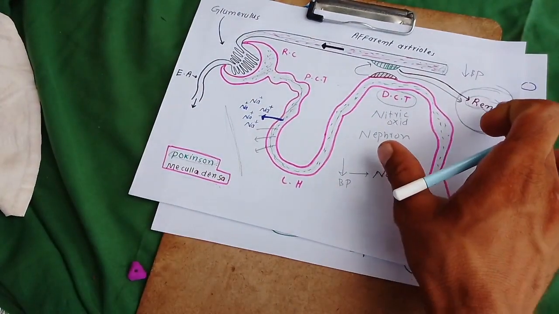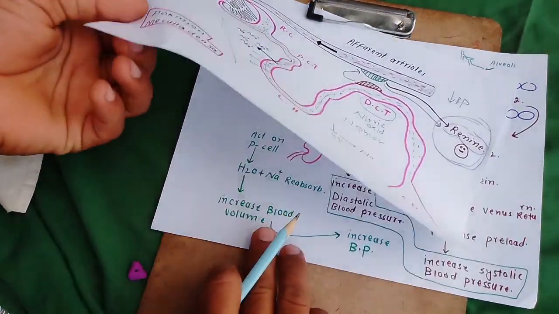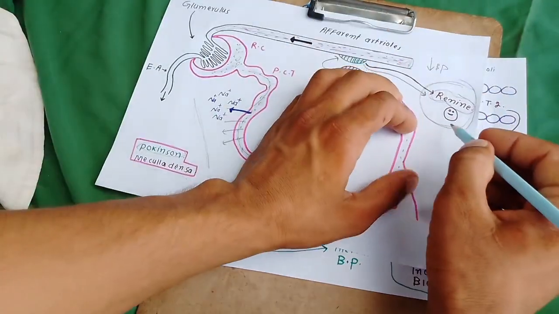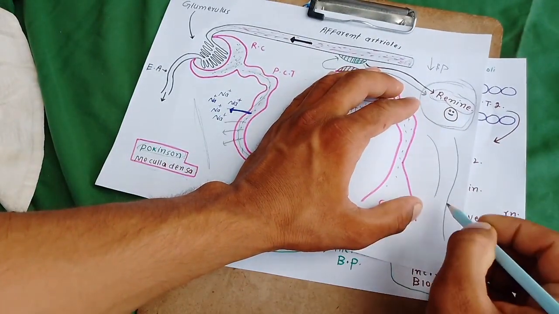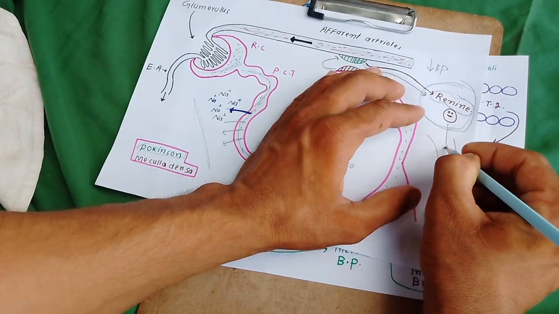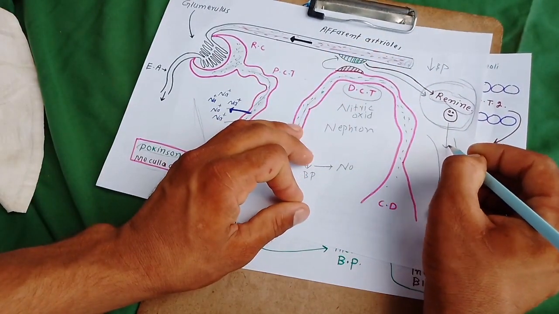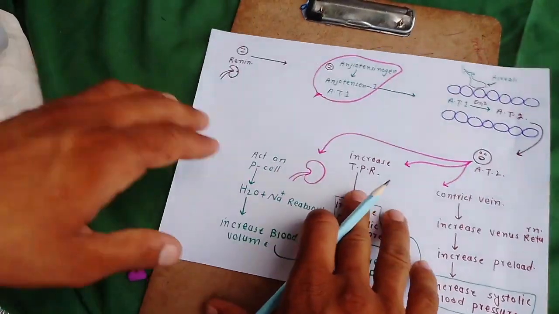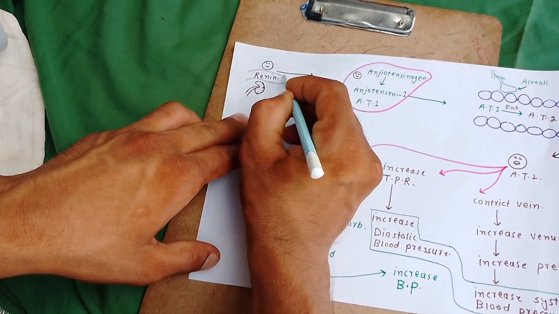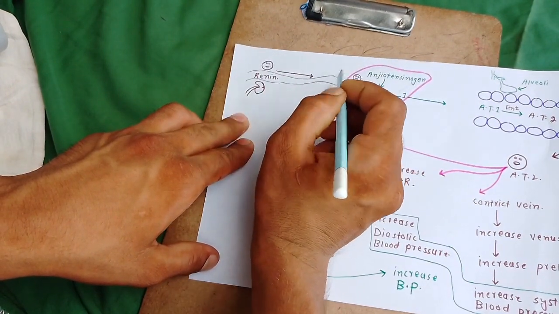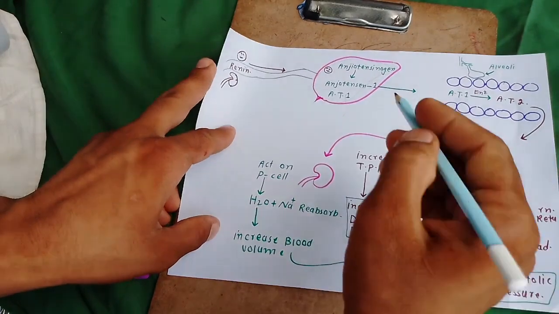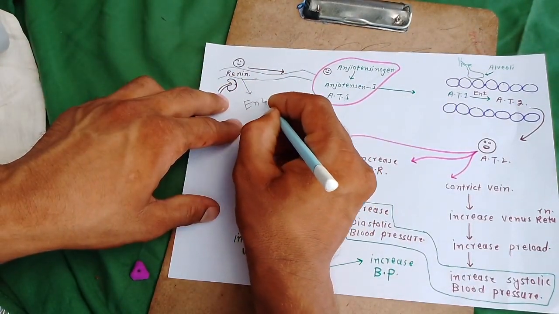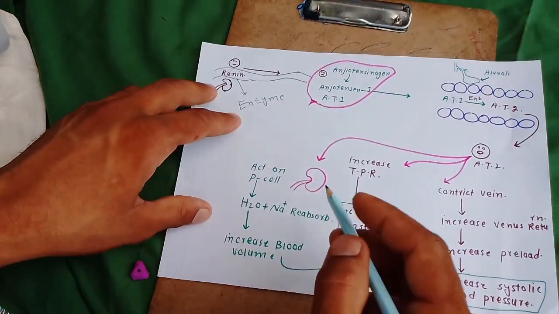So what does the renin do? When renin is produced here, it enters the blood vessel, the venous blood vessel, and is brought to the liver through the veins. Look at this one. This renin is an enzyme, a very dangerous enzyme.